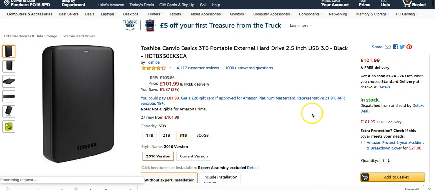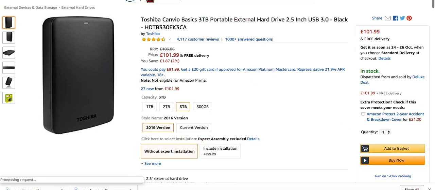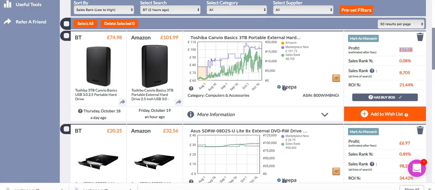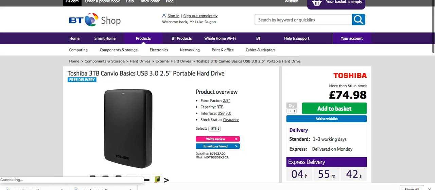As long as it isn't sold by Amazon, of course, and it obviously might be out of stock. But you're buying it for £74.98. I'll just have a quick check. There we go. More than 50 in stock, free delivery, and so on.